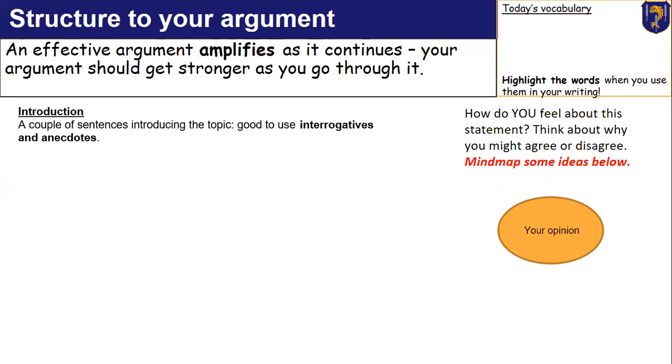You should do a brief introduction, regardless as to whether you're writing a letter, a blog, or a speech. An introduction of just a couple of sentences introducing the topic. Good to use interrogatives at this point, rhetorical questions, and an example of an anecdote. Now, an anecdote is like a short personal story, just a couple of sentences long. This can be completely made up. This could be a worst case scenario, but it's something that immediately hooks the reader in and gives you the opportunity to use lots of descriptive writing as well.